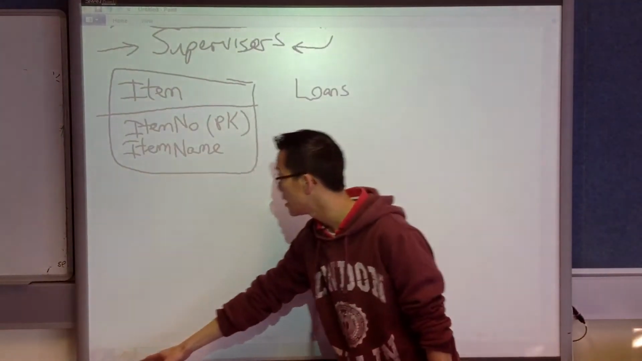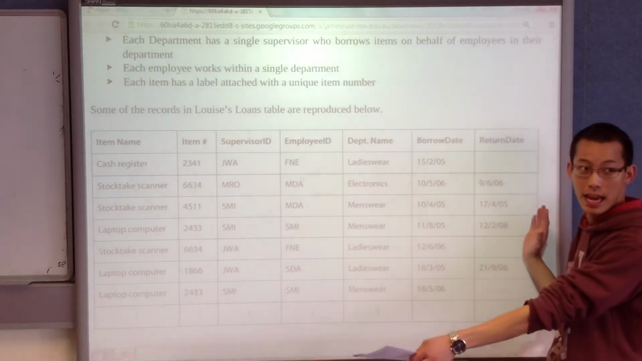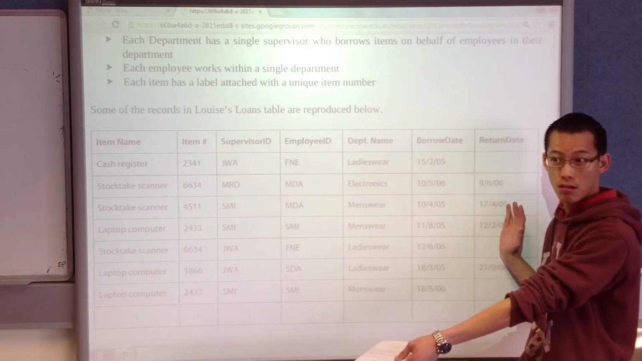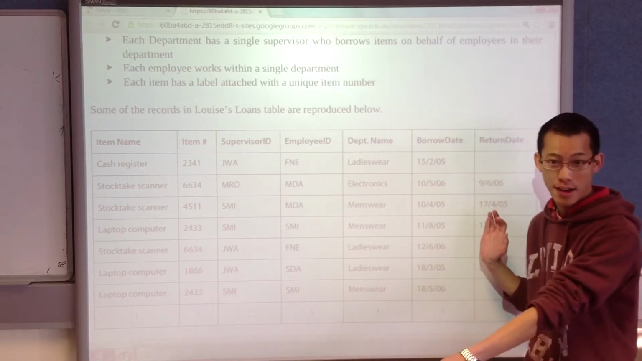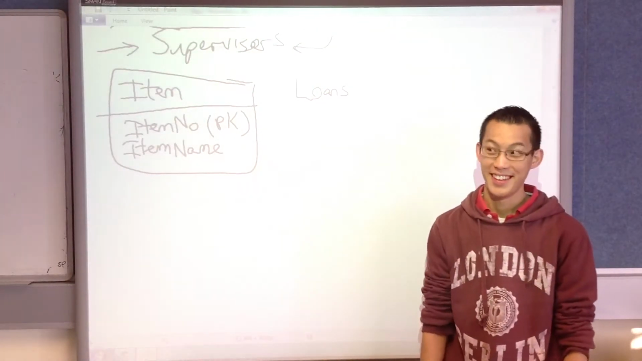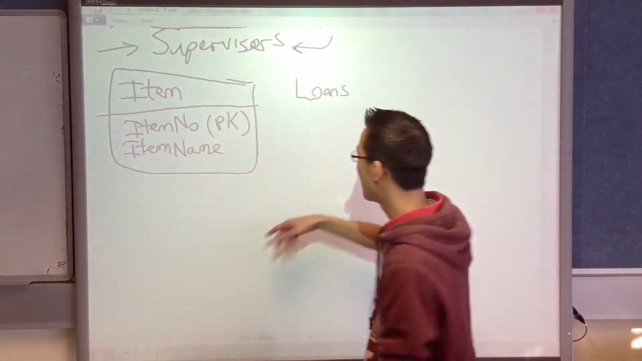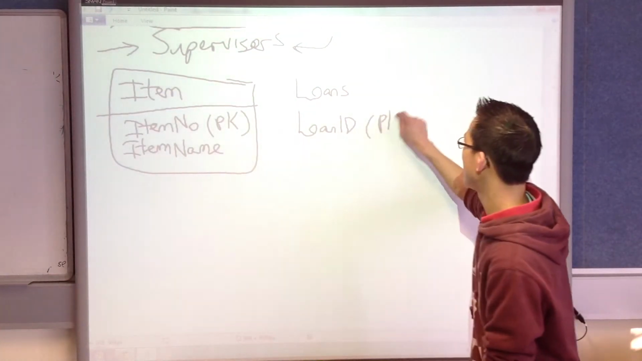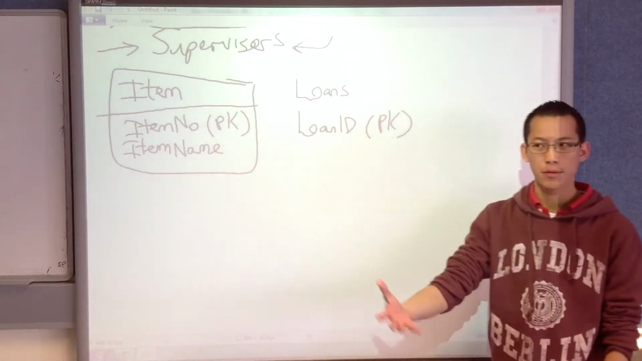There is nothing in this table which is sufficient to be a primary key. Can you see that, right? So it's not very well designed in that way. So let's introduce one. What do you think we should call it? Loan ID, loan number, whatever. That's my primary key. Okay, I need to put that in.